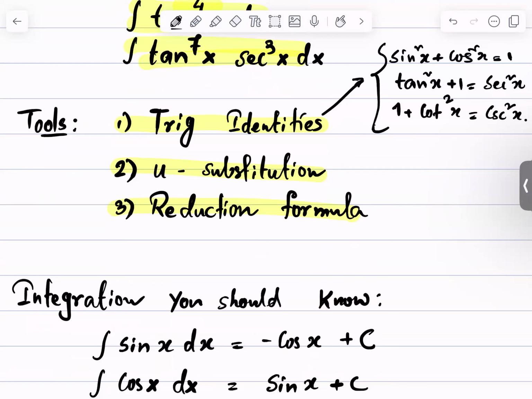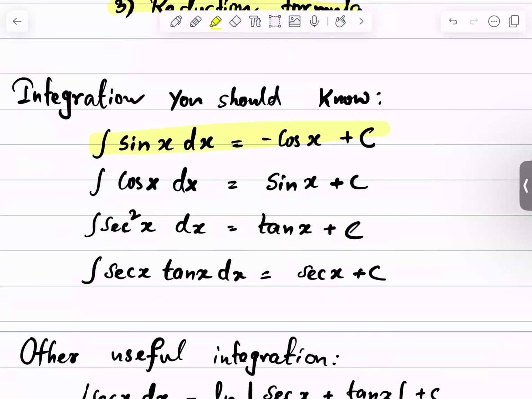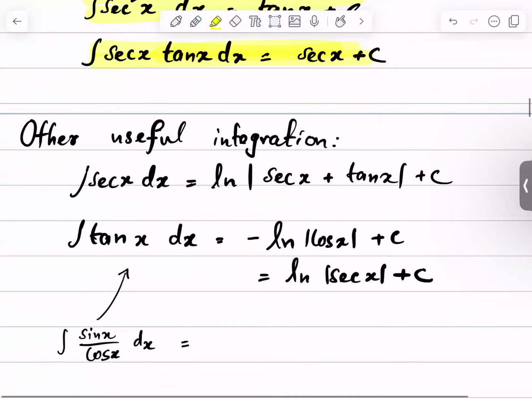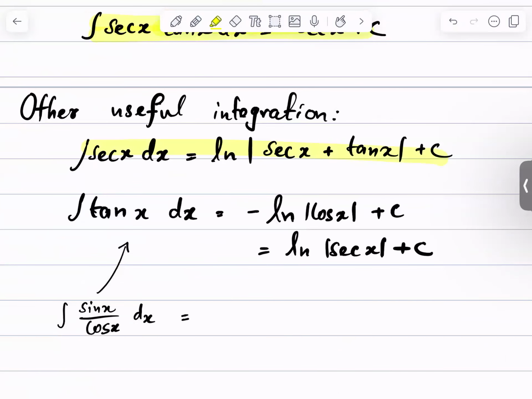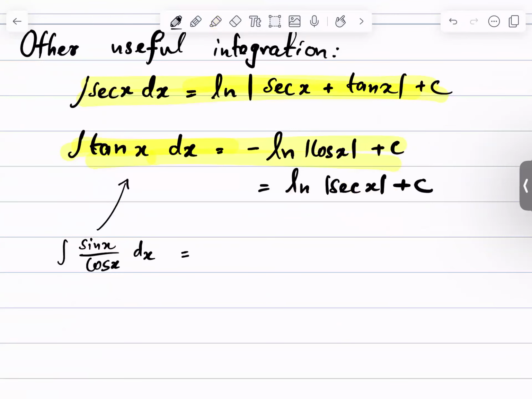So yeah, let's move. These integrations are something that you know already. What is the integration of sine x, cosine x, secant square x, and secant x tangent x? And moreover, we need this integration and this. All of these integrations can be reduced from U substitution probably.